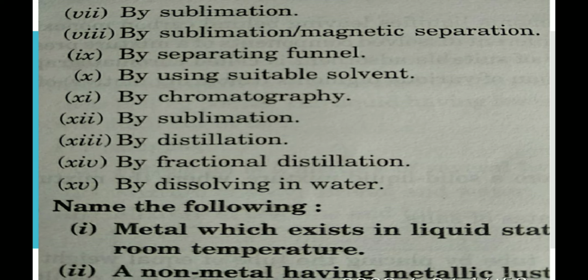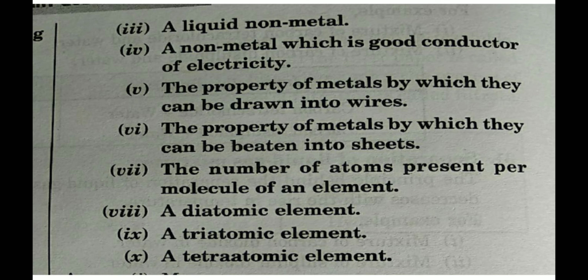Now, name the following. The first question: name the metal which exists in liquid state at room temperature. The second question, a non-metal having metallic luster. Third question, a liquid non-metal. Next question, a non-metal which is a good conductor of electricity. Fifth one, the property of metals by which they can be drawn into wires. Next one, the property of metals by which they can be beaten into sheets.